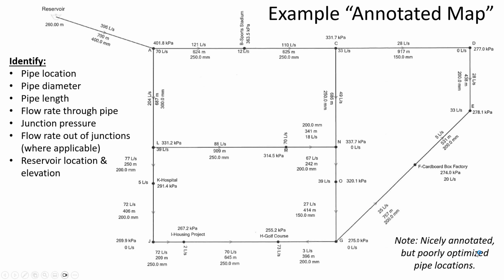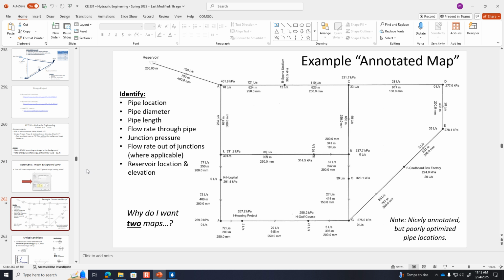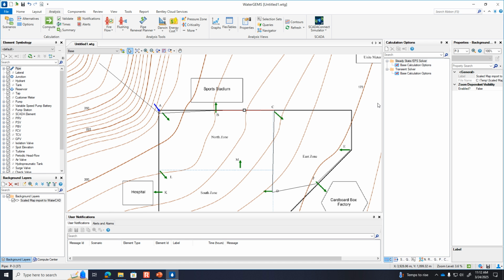What this student didn't do is a good job optimizing the physical locations of the pipe. So take, for instance, this location D. There's no water being extracted from junction D. If you remember the network map, let's see, do we have it here still? There's no green arrow at this location, so there's no reason to have a pipe there if no water is being extracted from that location.